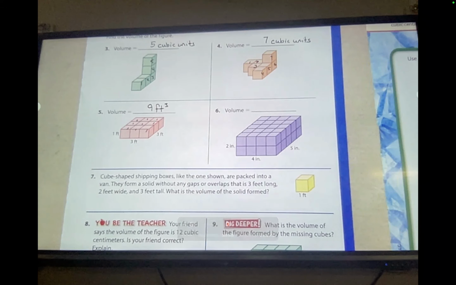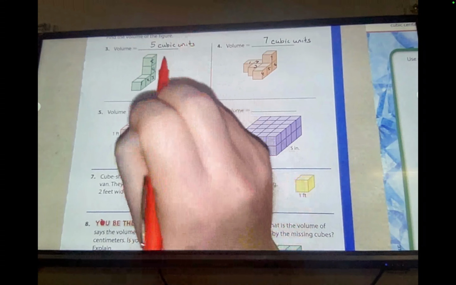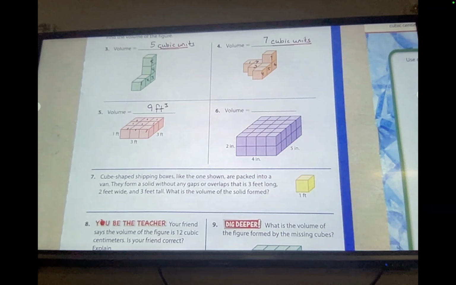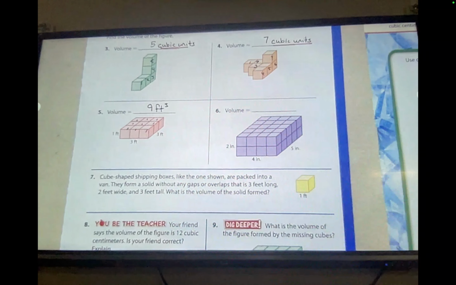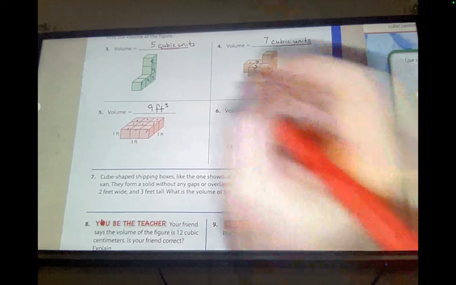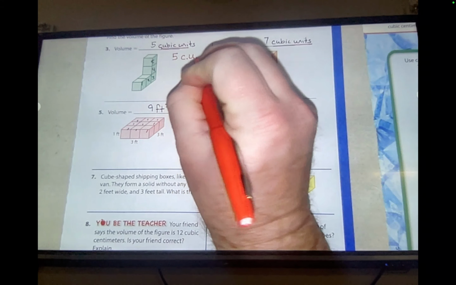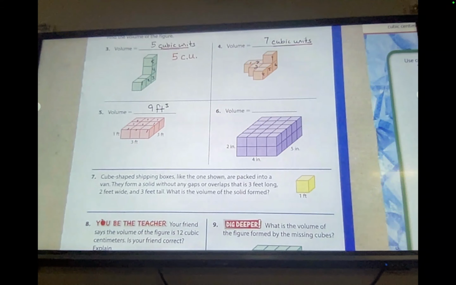All right, so getting back to this, I went ahead and answered 3, 4, and 5. And if you look at numbers 3 and 4, I put cubic units here because they don't give a specific. They don't tell me feet or centimeters or inches or yards or anything like that. So if they don't put anything, you can just write the word cubic units. If you don't want to write cubic units, you can write 5 c.u. That would be 5 cubic units. That's the same thing. But really writing cubic units isn't too hard.